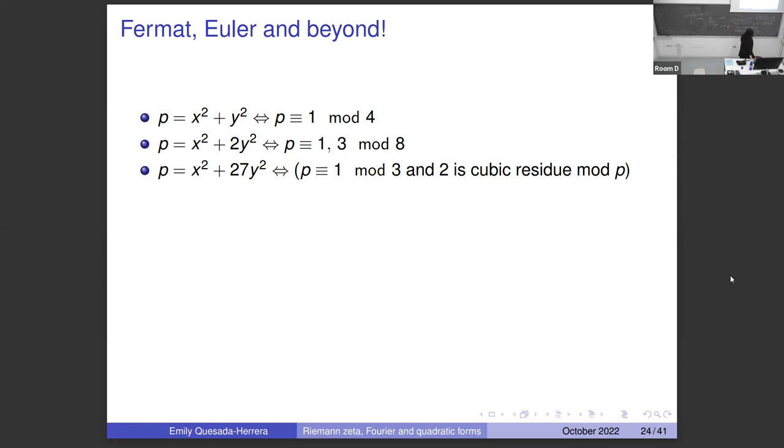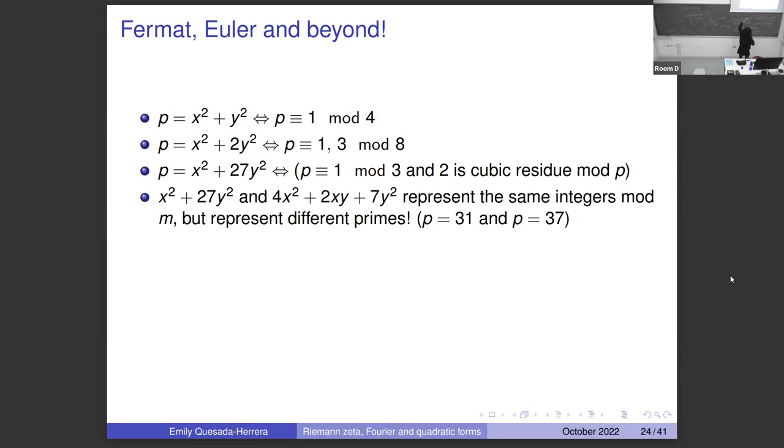And to show that we cannot just use arithmetic progressions for congruence classes, we can compare this with this other expression, 4x squared plus 2xy plus 7y squared. It turns out that we can show that they represent the same integers modulo m for any m, but they represent different primes. For example, 31 is 27 plus 4, but it is not represented by the second one. And 37 is represented by the second one, but not by the first one. So this is where we really need to go beyond the arithmetic progressions.